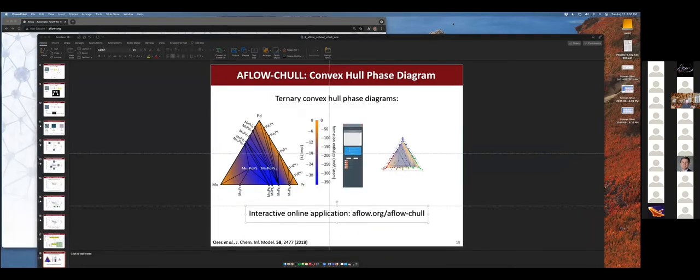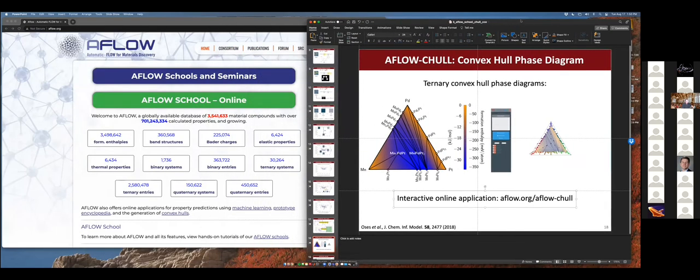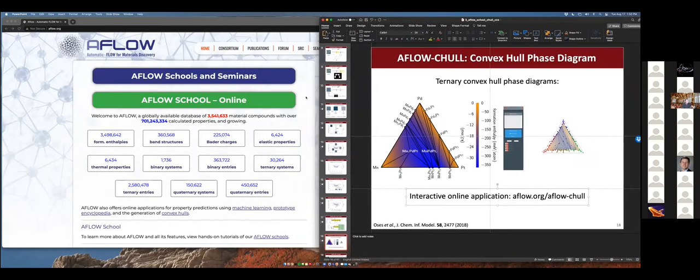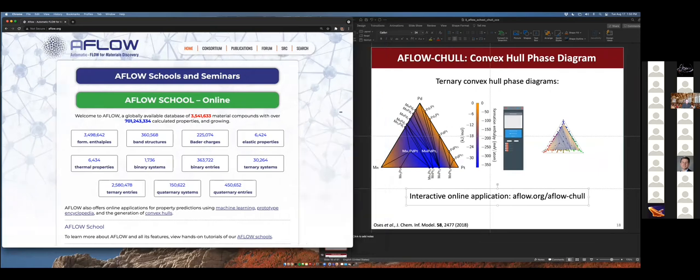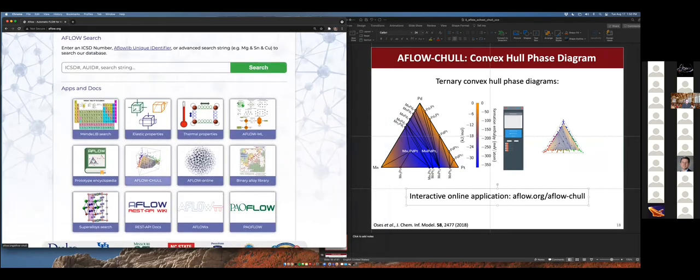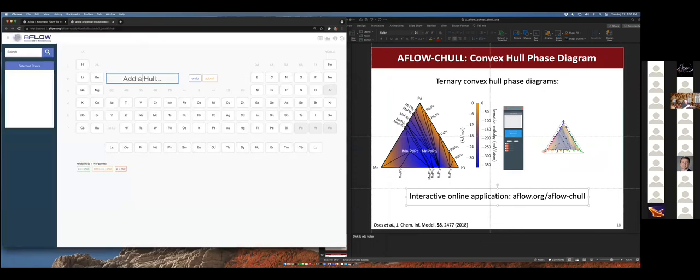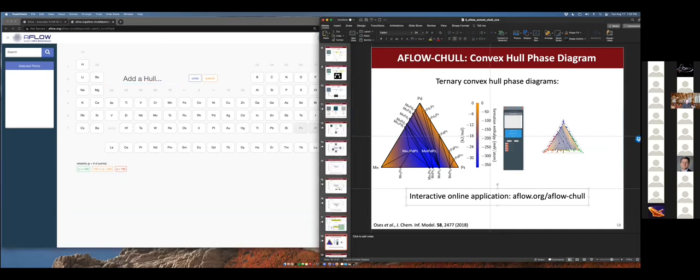You guys can see my screen, right? I just want some verification that you should see my full screen. Okay, good. Thank you. Okay, so we're going to go to AFLOW.org. And we're going to scroll down and go to the convex hull analysis. And we're going to pick out a particular convex hull. So we're going to look at a ternary phase diagram. So before we were looking at binaries. So we had the tie line and then we had our tie lines.